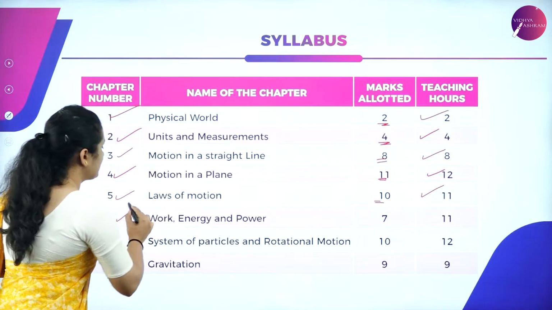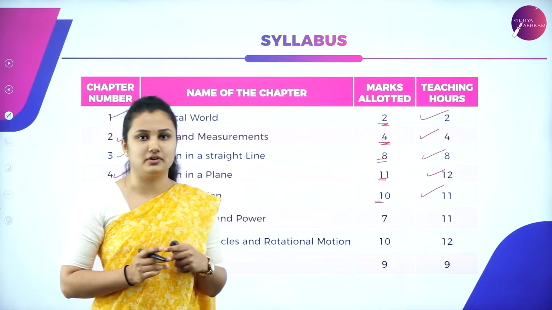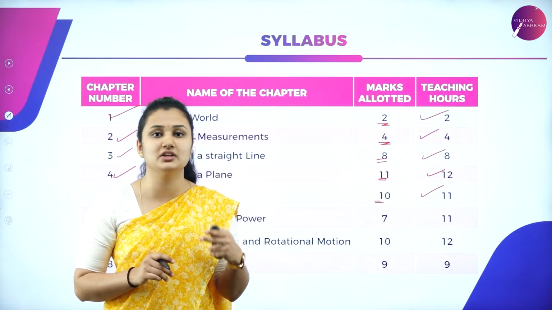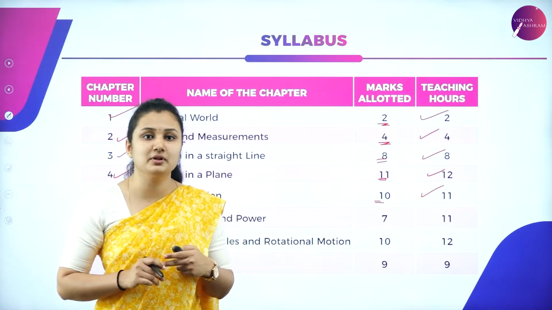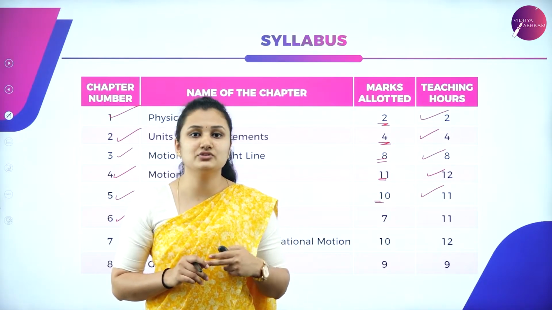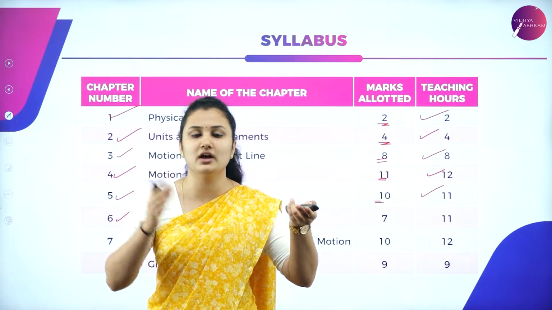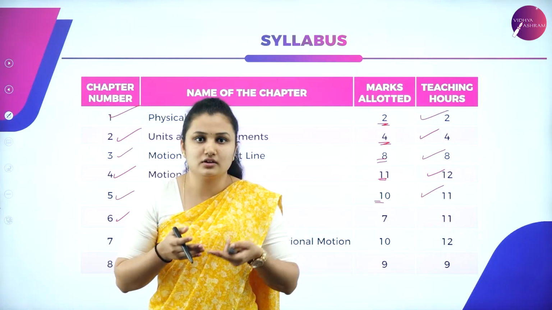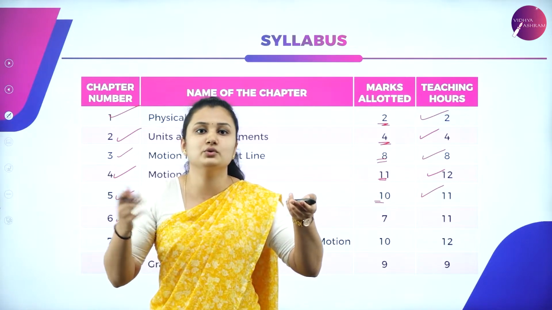Next, the sixth chapter is work, energy and power. In this chapter, you learn what do you mean by work, what do you mean by energy, power. Say for example, there's a boy by name Ravi. So, Ravi has to lift the ball from one point to another point. So, what is the amount of work he has done in order to lift the ball from one point to another point?